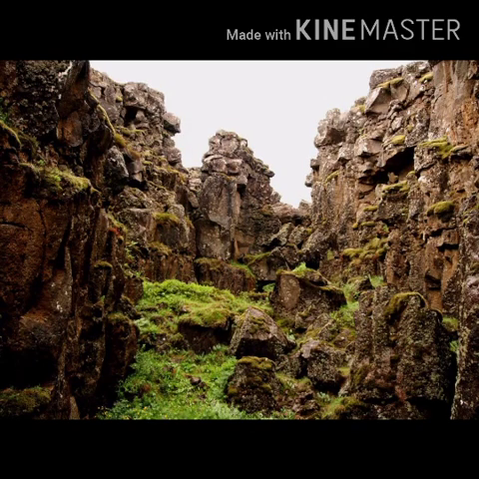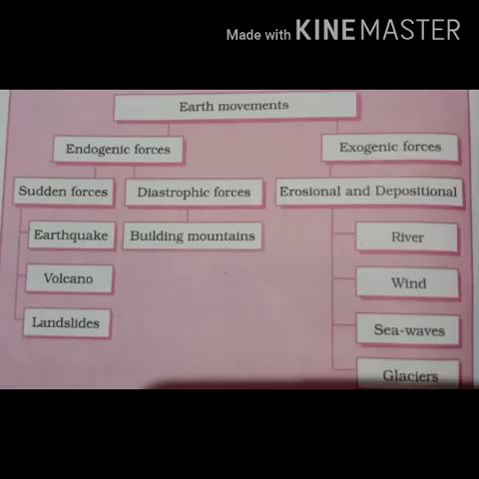Dear children, let's revise the important points you have studied in this class. Why do lithospheric plates move? Because of the movement of molten magma. Next, what are the endogenic and exogenic forces? Forces which act in the interior of the earth are endogenic. The forces that work on the surface of the earth are exogenic.